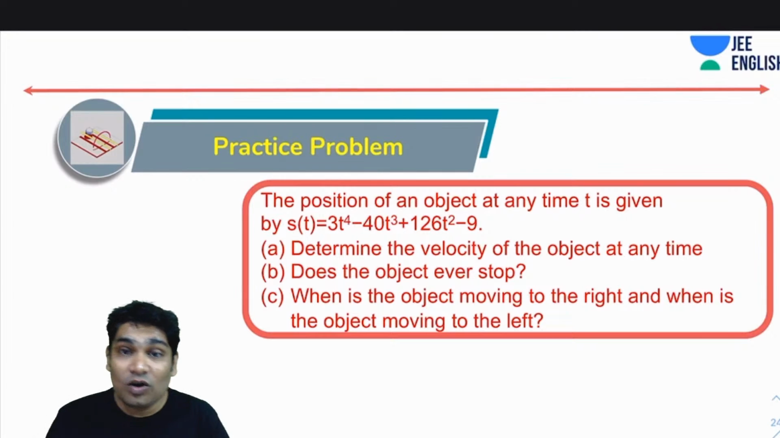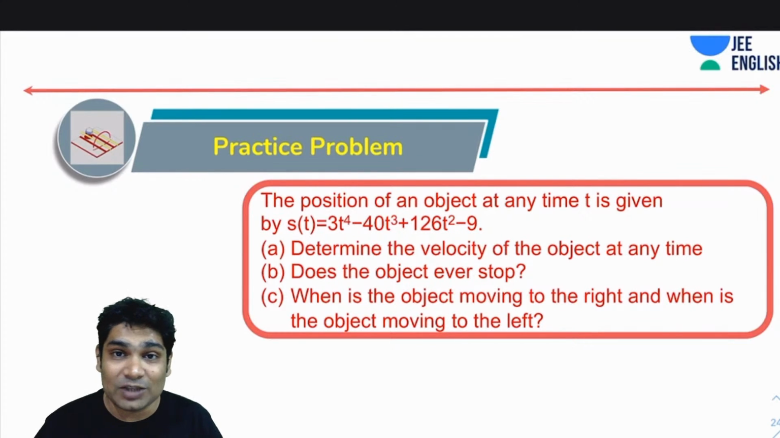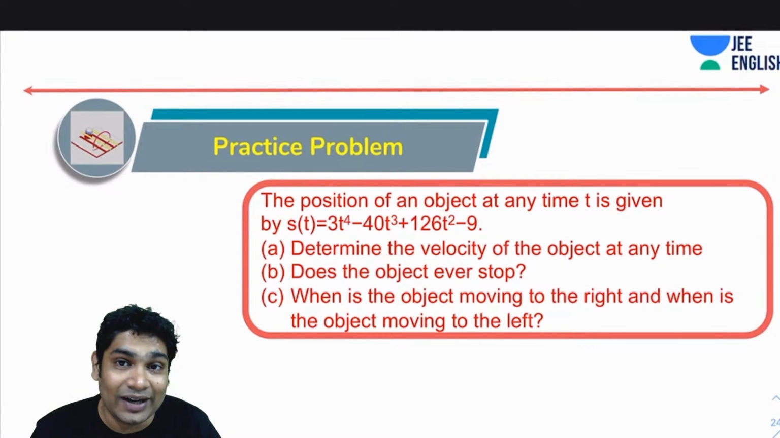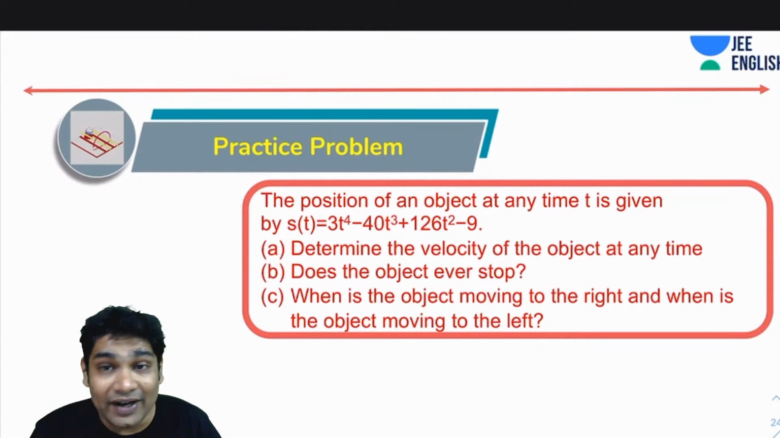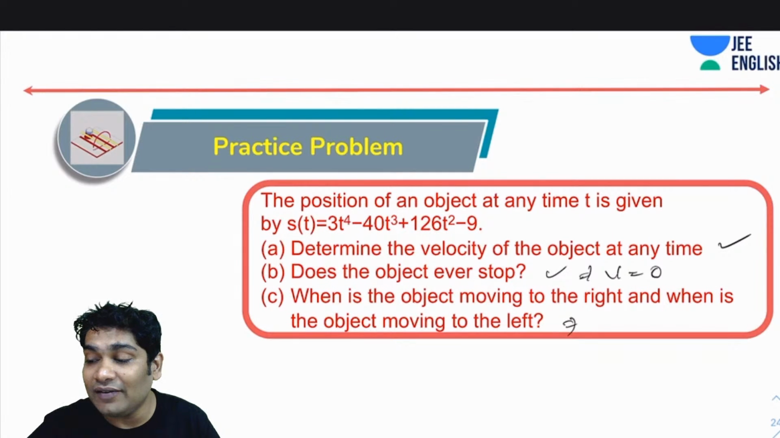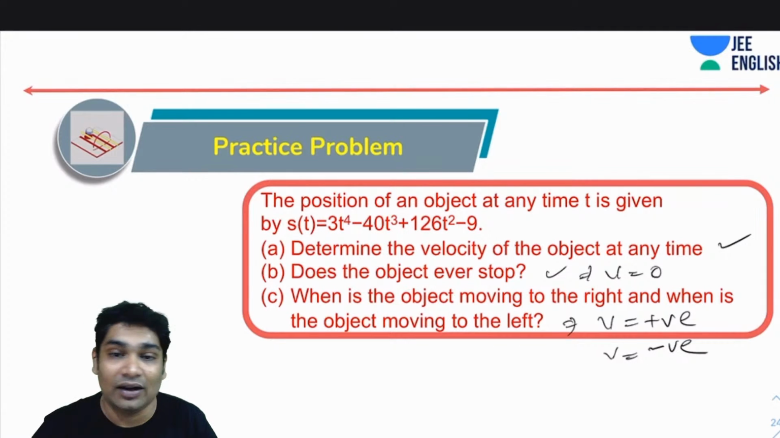Alright, so why don't we skip this problem? You can try this problem later and I'll get started with integration. You can note this problem and try it out later. You've been asked that the position of any object is given by this. You have to find the velocity of the object, if the object ever stops, and when it is moving right and when it is moving left. So you just differentiate and find this. When it stops, v will be 0, and when it is moving right or left, means when is v positive and when is v negative. That is what you have to find out.